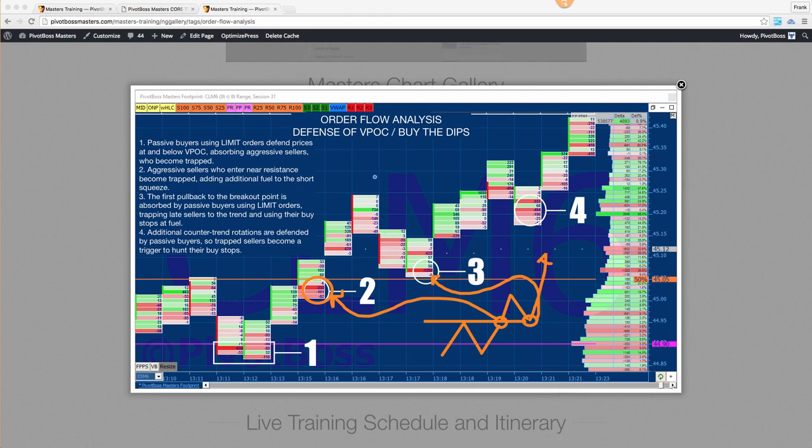That's essentially what's happening here, right? So you have a basic resistance, pushes into it, comes back, pushes through it, comes back, makes it support, and new highs. That is basically what's being shown right here.